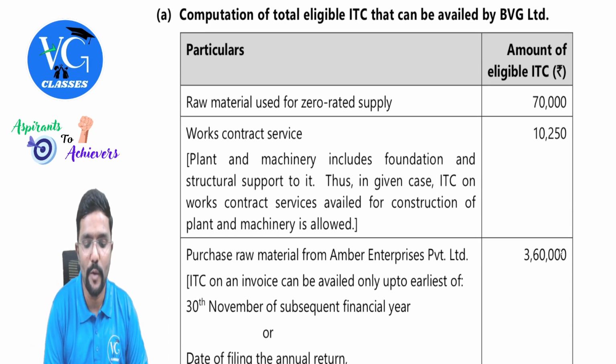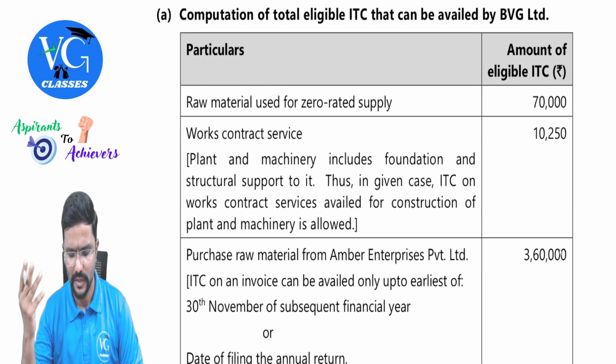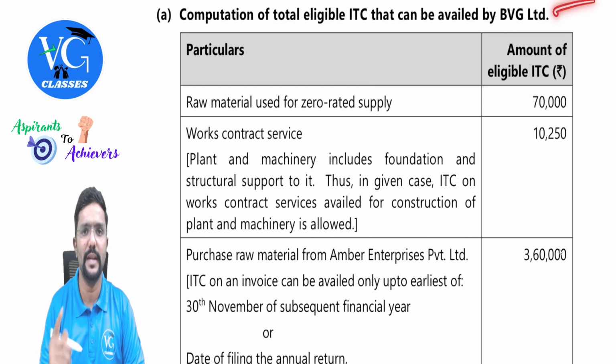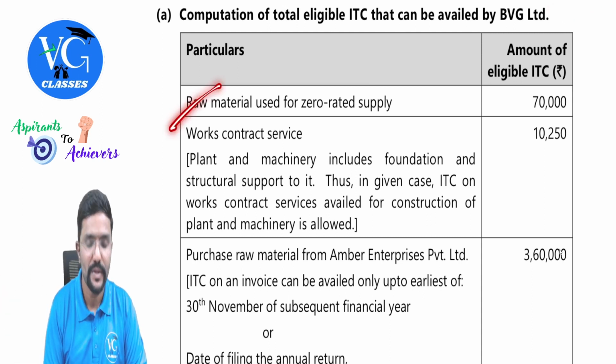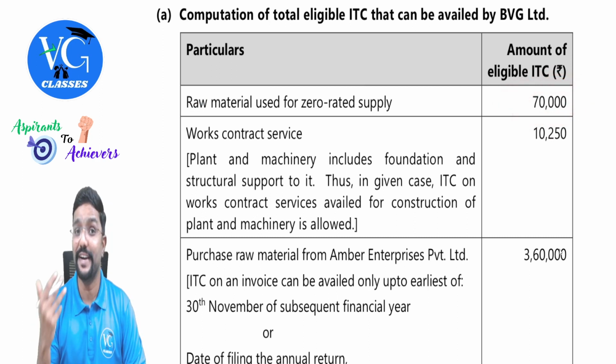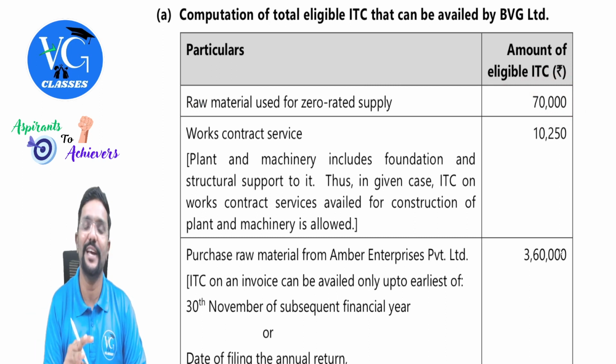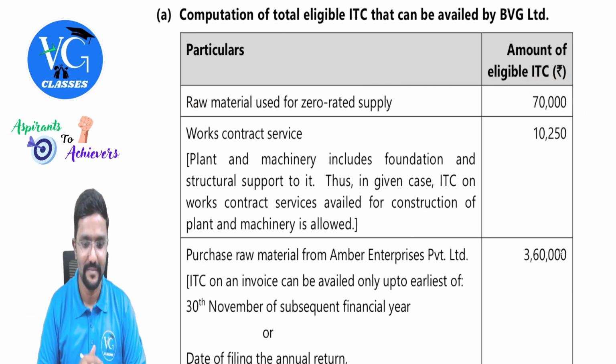So raw material, first computation of total eligible ITC that can be availed by BVG Limited in the month of October. Okay, better write the name of the month also. That would be better. Raw material used for zero rated supply 70,000. So if it is zero rated, available, but if you consider it as exempt, not available. But it cannot be both. It cannot be zero rated also, it cannot be exempt also.